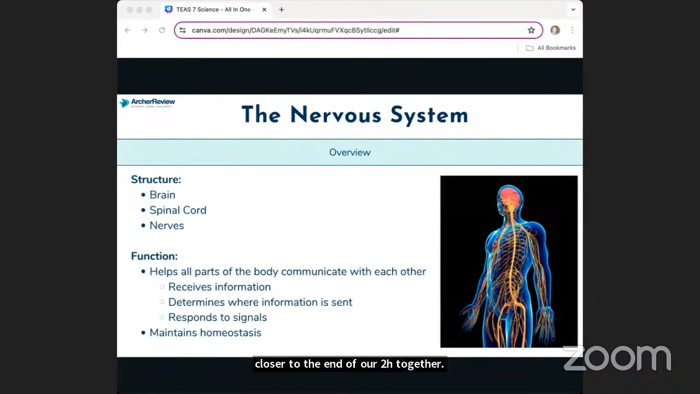The nervous system mostly is made up of the brain, the spinal cord, and a whole bunch of nerves. And the function of your nervous system, the whole purpose of the nervous system, is to help all parts of the body communicate with each other. And to do so, the nervous system will receive information, whether that be internally in your body or maybe externally outside of your body. And it determines where that information needs to go so that your body can properly respond to those signals. And all of that helps to maintain homeostasis, which is like an internal stability or balance.